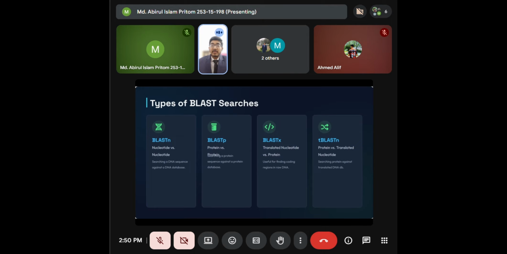So overall, sequence alignment and BLAST play a crucial role in connecting computer science algorithms with biological research.